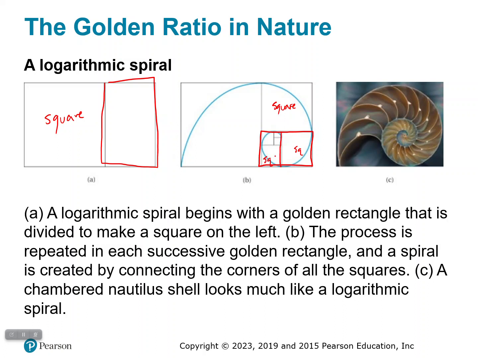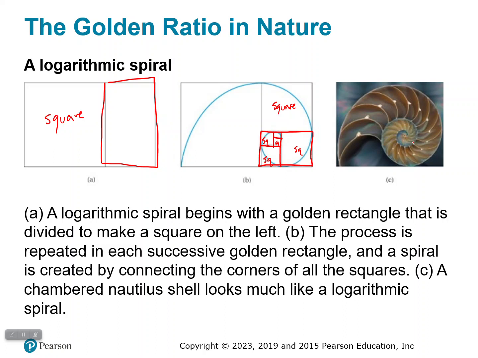And we could take out that square, and what's left is a golden rectangle. And this process continues forever. And if you connect all the corners of these squares, as they keep going around, you'll get what's called the logarithmic spiral, or a golden spiral.